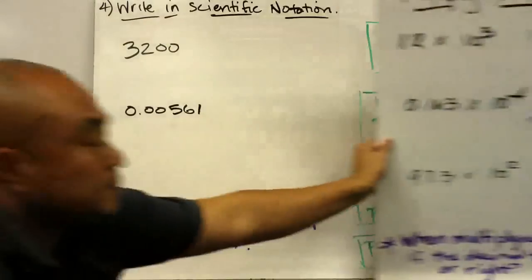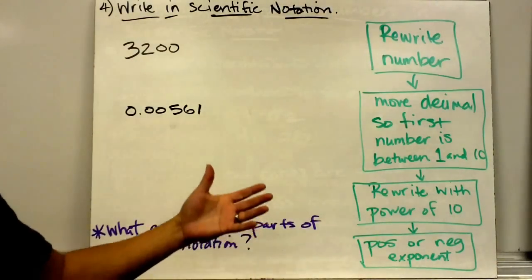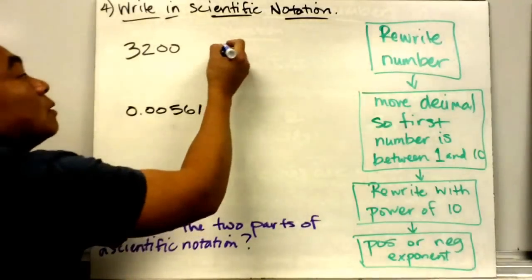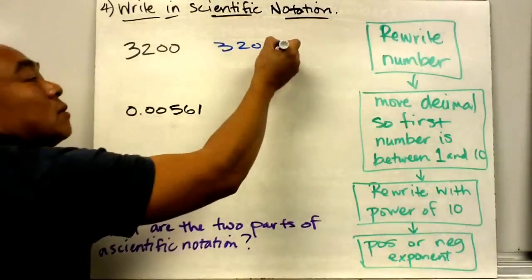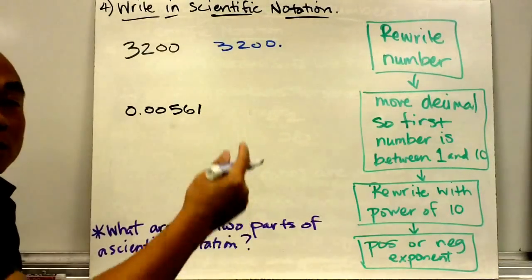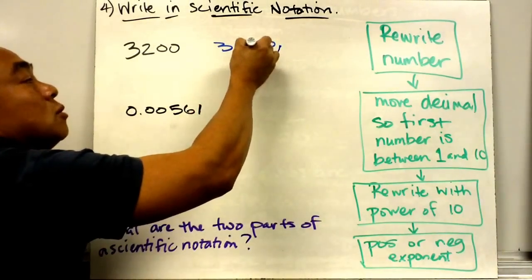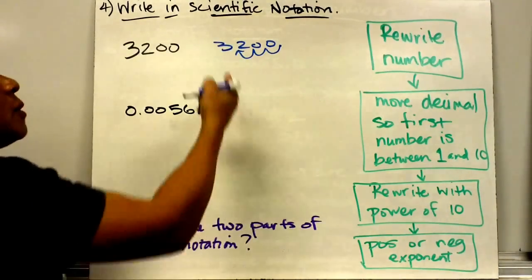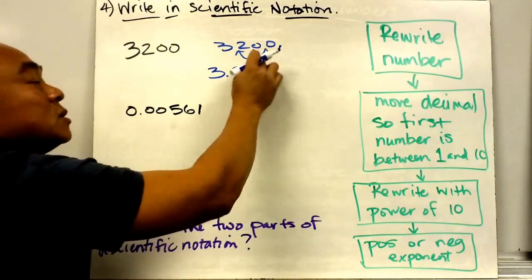Alright, so we're almost there. Okay, so now is the final part. We're going to work on how to write in scientific notation. So first off, we're going to rewrite the number. And we're going to move the decimal, which is in the back. If you don't see a decimal, it's always in the back. We're going to move it over so that it comes to the first number that's between 1 and 10. So we're going to go 1, 2, 3. And now we're going to write out the first part, which is 3.2. We don't need the zeros here.